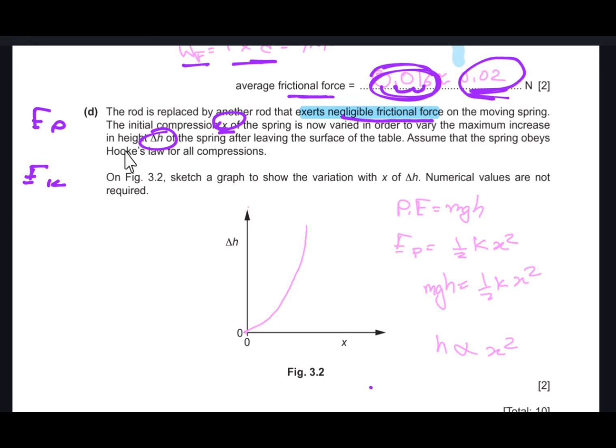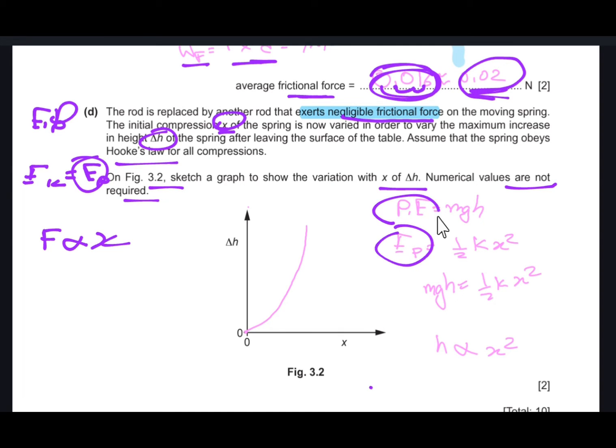Assume that the spring obeys Hooke's law. That means force is directly proportional to extension. On the figure, sketch the graph to show the variation of x against h. Numerical values are not required. We know that initial kinetic energy is equal to initial elastic potential energy, and so the initial elastic potential energy is equal to final gravitational potential energy since there is no resistive force.